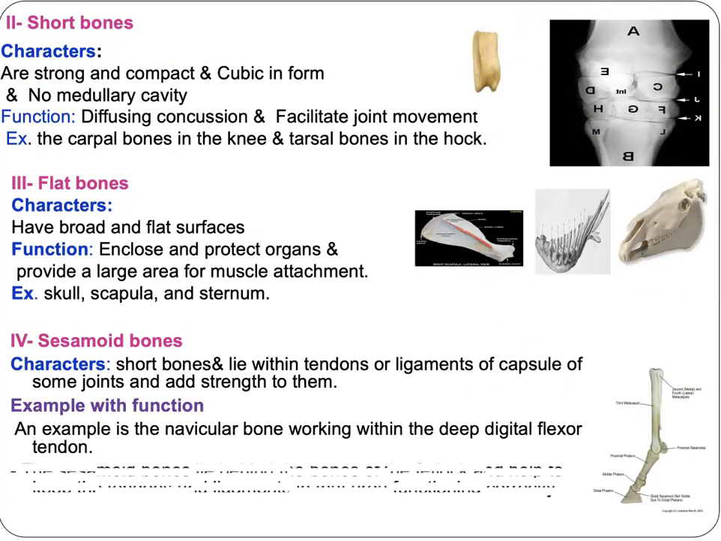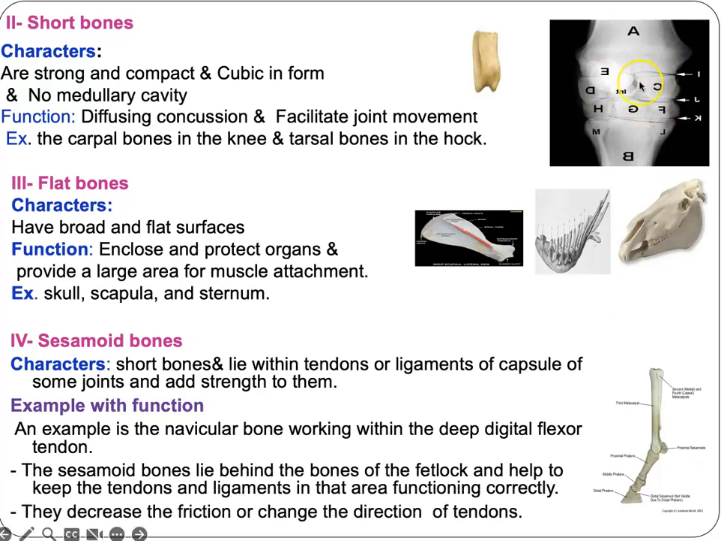Short bone, which we consider as carpal bone, is cubic in form and important for facilitating joint movement and dissipating concussion, such as the carpal bones in the forelimb and the tarsal bones in the hock or tarsal joint. Flat bones are the bones of the skull and the scapula. They protect organs and serve for muscular attachment, such as the skull bones, scapula, and sternum.